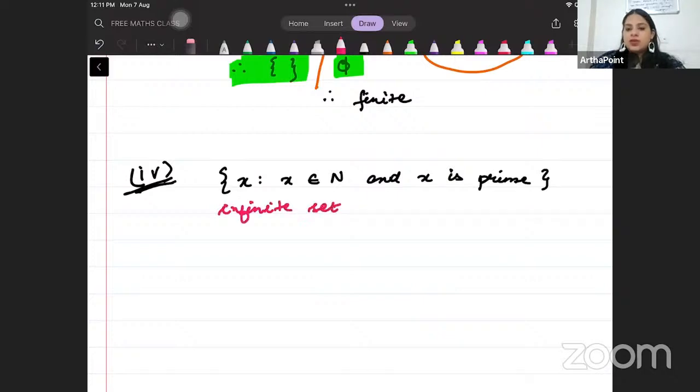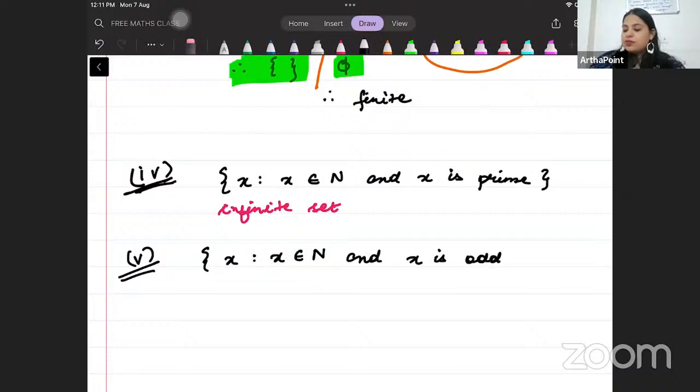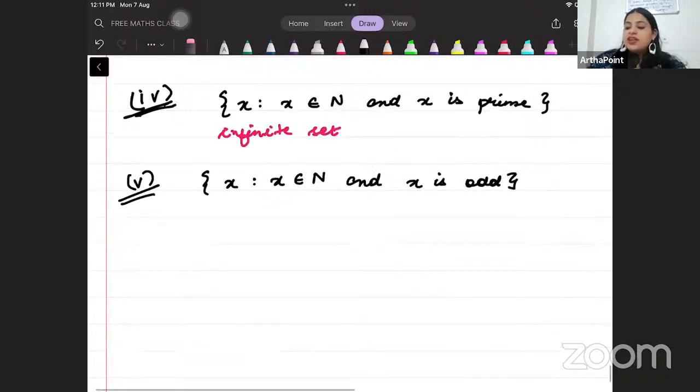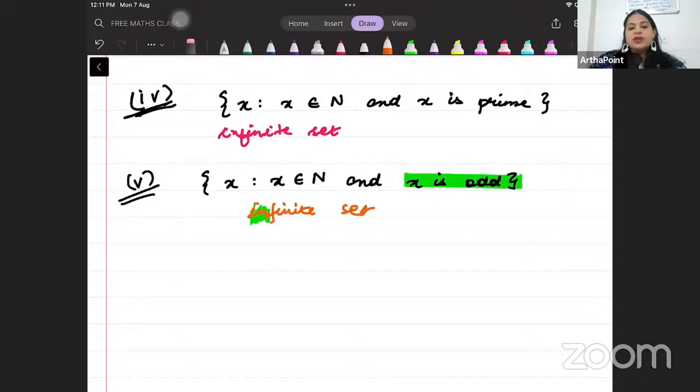Last. So I am saying that fifth example, beta, x is such that x belongs to natural numbers and x is odd. इसमें क्या होगा? बेटा, there are infinite odd numbers. 1, 3, 5 ऐसे करते जाओ. बहुत सारे odd number आ जाएंगे. 1, 2, 3, 4, 5, 6, 7, 8, 9 is also odd. इतना बड़ा number जो बनेगा. ठीक है? So there are infinite odd numbers. So this is again an infinite set. Clear हो गई ये बात?